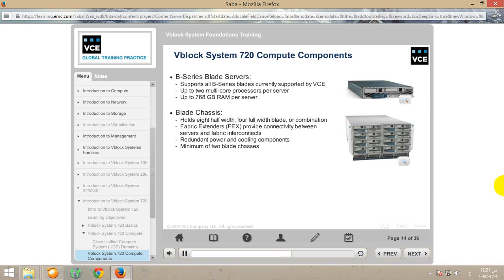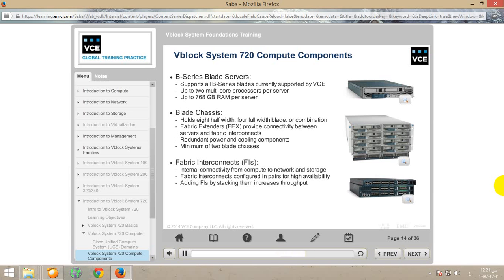Each chassis has redundant power and cooling components to achieve high availability. Fabric interconnects provide connectivity from each UCS domain in the system compute to the networking and storage components. Fabric interconnects are configured in pairs for high availability, and each pair of fabric interconnects defines the boundaries of a single UCS domain. Bare metal rules of other VBlock systems are also applied to the VBlock System 720.